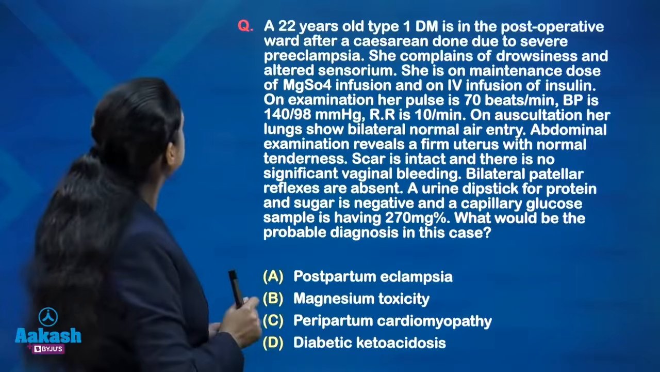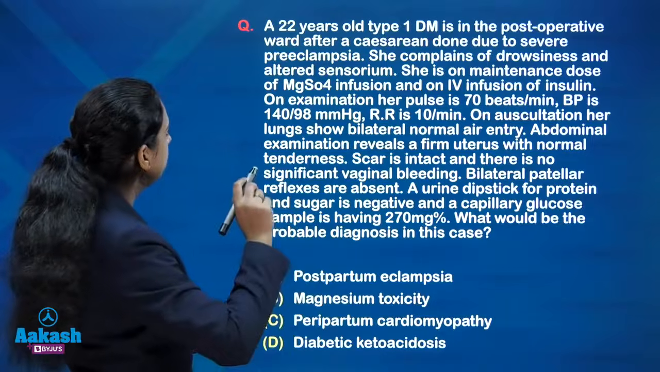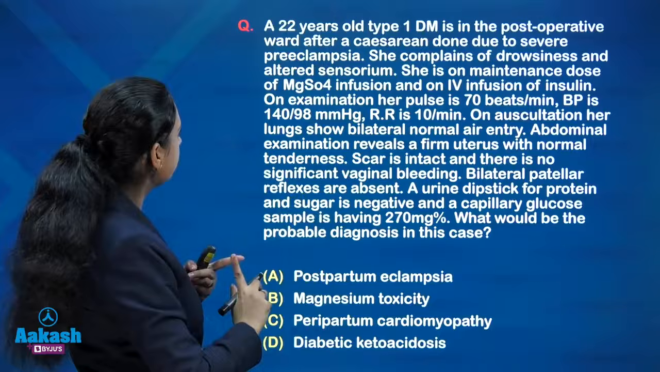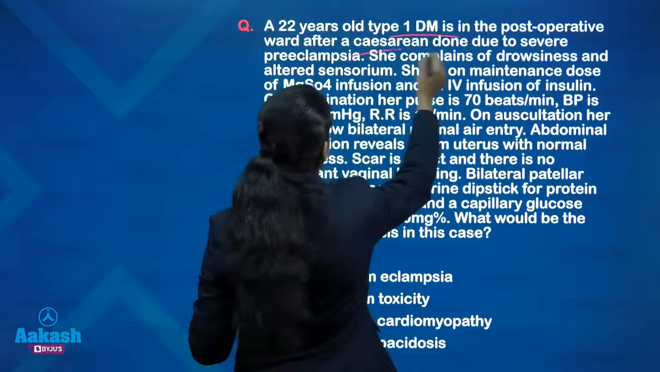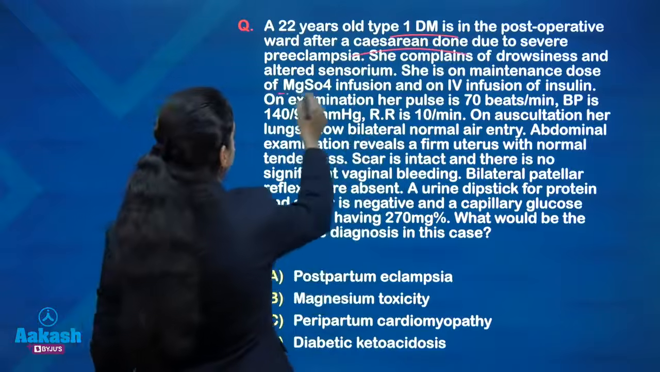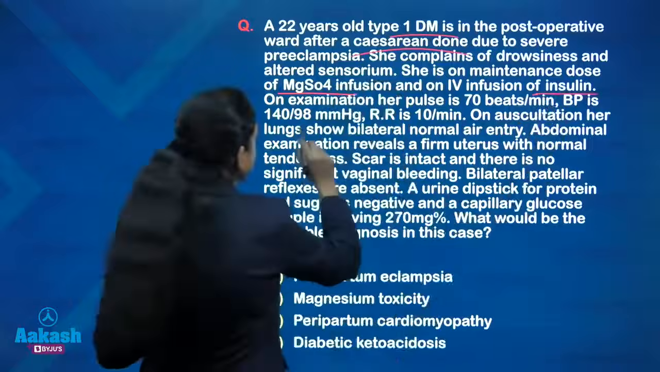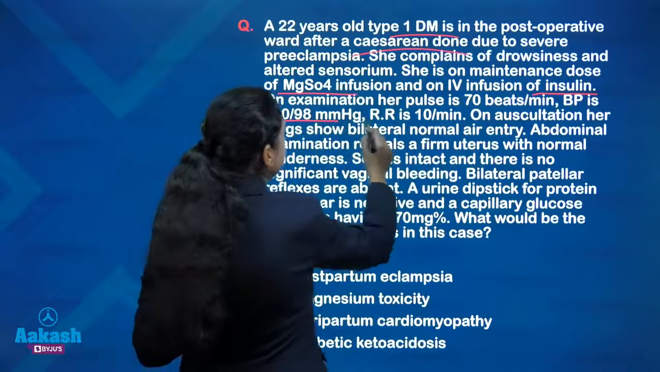Right? Next question. 22-year-old type 1 diabetes mellitus patient, after cesarean due to severe preeclampsia, she complains of drowsiness and altered sensorium. Okay, so she is diabetic and she has undergone cesarean. Now she is telling you altered sensorium. She is on magnesium sulfate because of severe preeclampsia and on insulin also. Right. On examination, her pulse is 70, BP is 140/98, respiratory rate is 10.